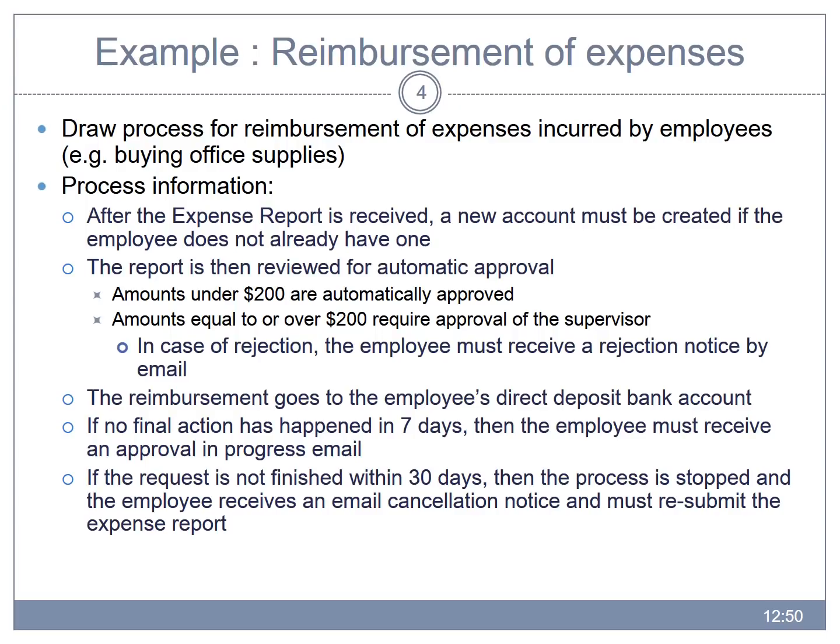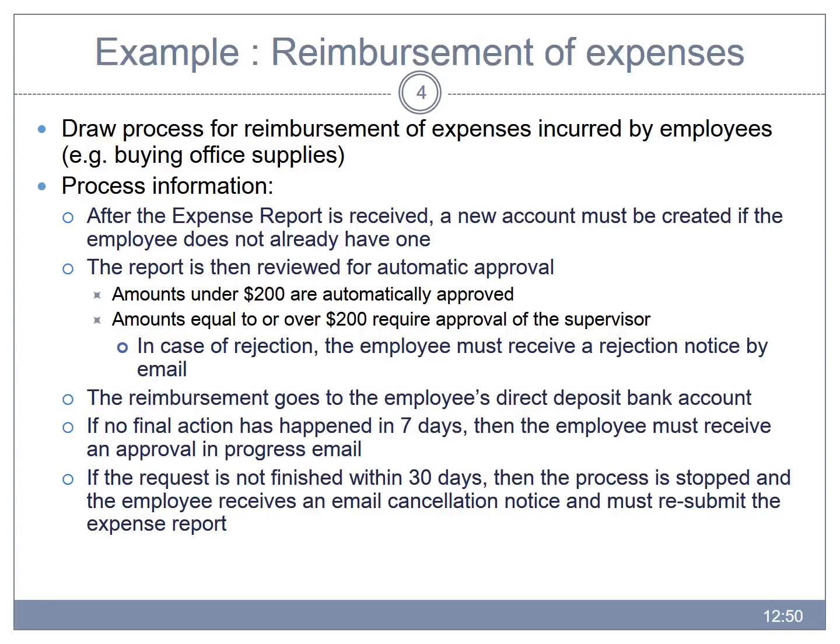So the example process we're going to look at is about reimbursement of expenses. The process information is that a person has an expense report and files this expense report, and then you have to check if this person has an account. If the employee does not yet have an account, you need to create a new account. Then the report is reviewed for automatic approval. If it's an amount of under $200, it's automatically approved. If it's equal or higher than $200, it requires the approval of the supervisor.